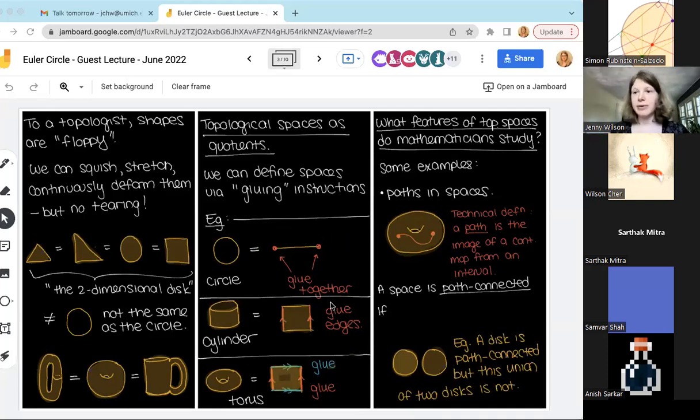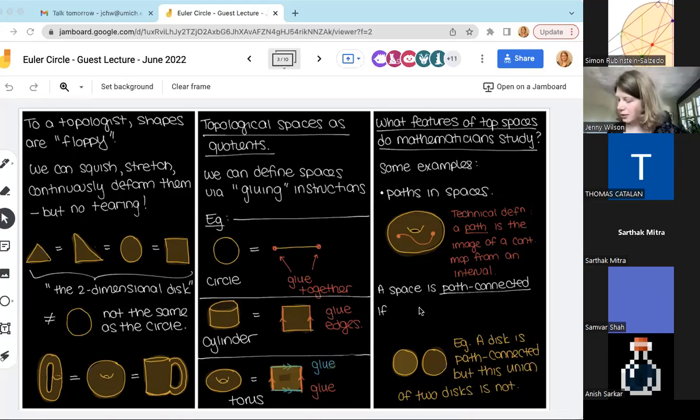I'm glad you made that point. That's a really important distinction. So a line segment and a circle are not the same topological space. And that's why I need to perform this gluing construction. All right, that makes sense. Thank you. Awesome.